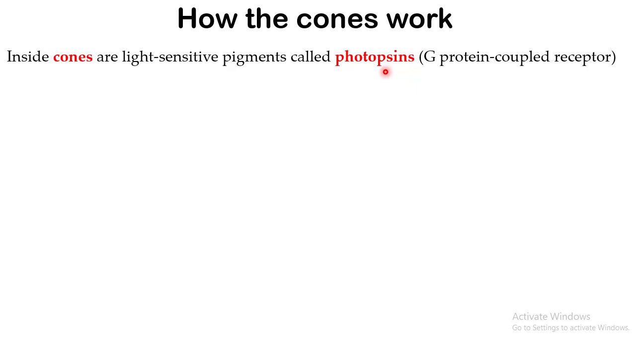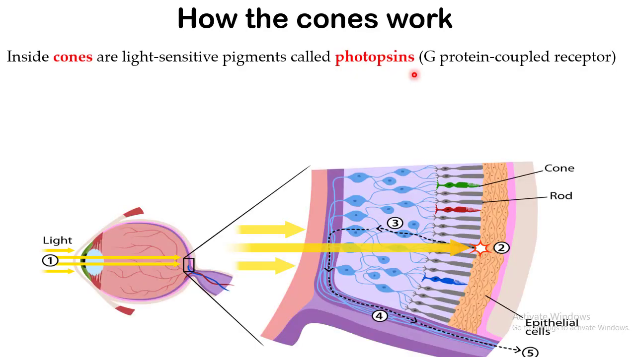So these photopsins are proteins, and they are actually G protein coupled receptors. And these photopsins are responsible for helping you see things. And this is actually the step where the process of detecting light starts. So how does the process start? The light enters into the eye, and that falls on the retina. And in the retina, you have got these cones, whether that is a green cone, a red cone, or a blue cone.